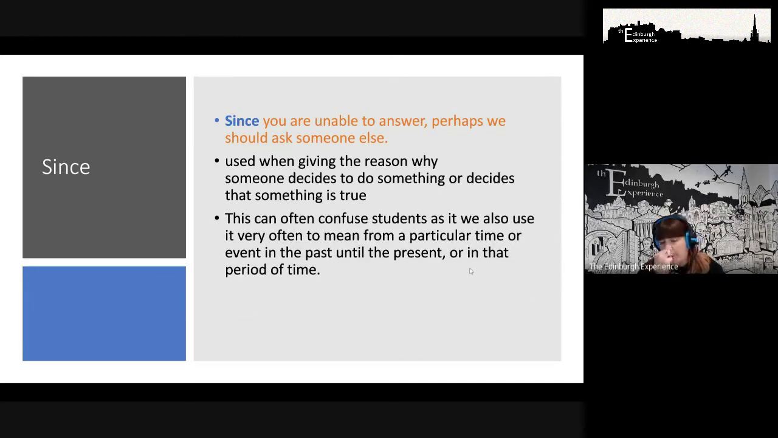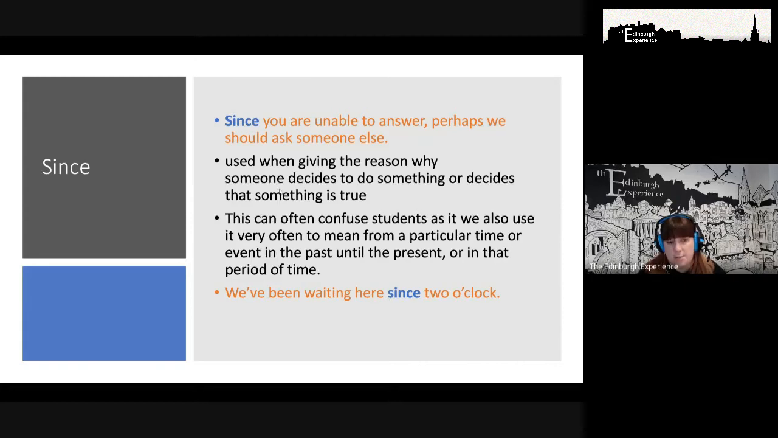This can sometimes really confuse students, understandably, because we very often use the word since in relation to time, yeah? So it means from a particular time or event in the past until the present or in that period of time. We've been waiting here since 2 o'clock. You'll very often see it used with present perfect structures. And understandably, it is really confusing when we have linkers that are very often used as time references, okay?